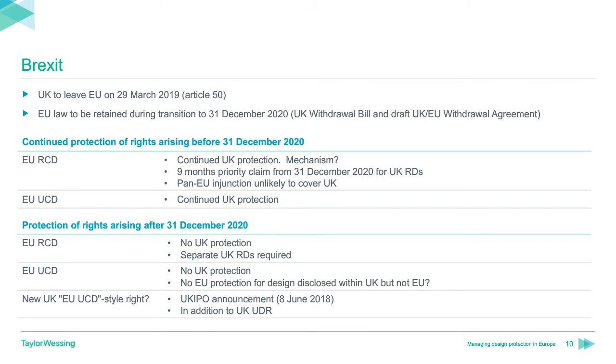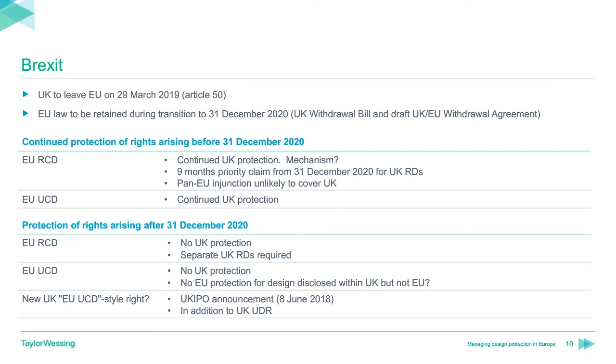For EU unregistered community design rights, there again, there will be continued UK protection for however much is left of the 3 years. Then in terms of protection of rights arising after the 31st of December 2020, there will no longer be any UK protection in relation to EU registered community designs. Unregistered EU community designs, again, no further protection. And then it will raise the question of what if a design is disclosed in the UK first but not in the EU.